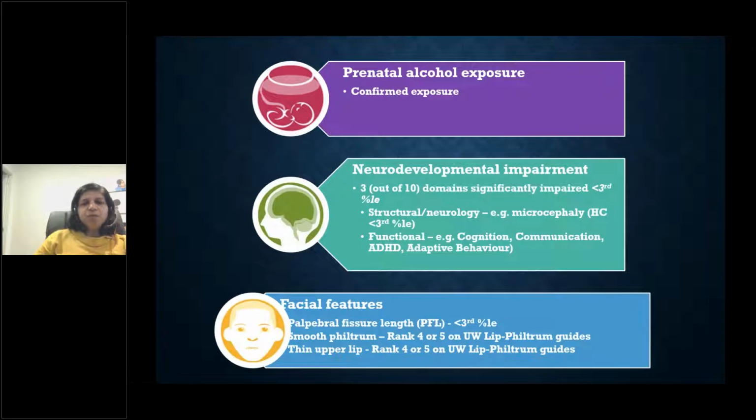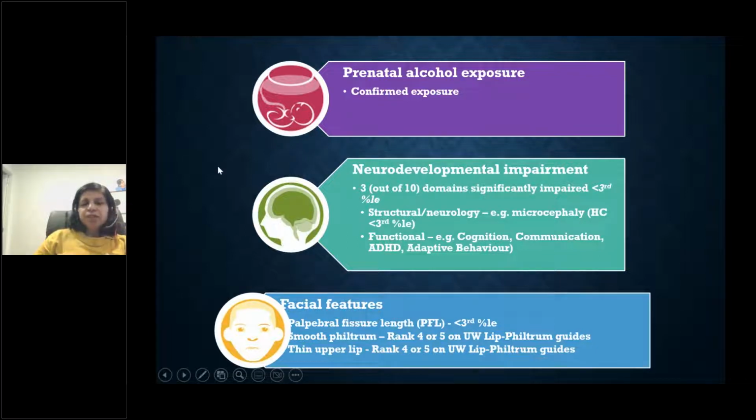So when we talk about the prenatal alcohol exposure, we actually strive to get as much information as possible so that we can confirm the exposure in the female or the mother of the child. When we talk about neurodevelopmental impairments, that talks about different domains which we look into in terms of the functioning of the brain, and I will give you a little bit of insight about those domains in the next few slides as well. Neurodevelopmental impairment can also happen due to structural abnormalities, like microcephaly or some other sort of structural abnormalities.